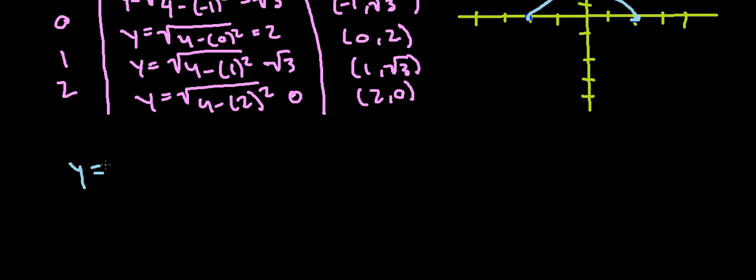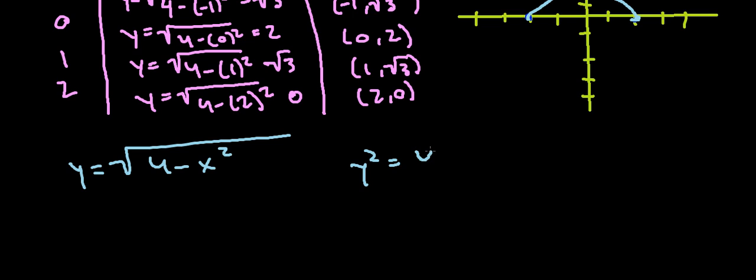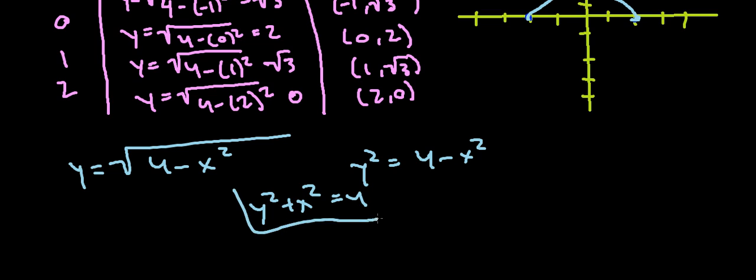So we have y is equal to the square root of 4 minus x squared. So if we square both of these sides, we get y squared is equal to 4 minus x squared. And if we add this x squared over, we get y squared plus x squared is equal to 4. And this is the general form of a circle. This is a circle with a radius of 2. Actually, I probably shouldn't even start talking about that right now, but this is just out of interest.